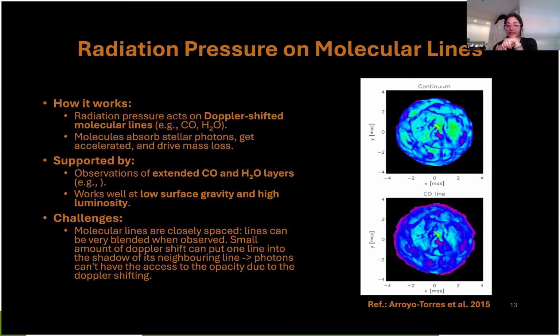But there is a caveat, because in these stars, the molecular lines are very closely spaced. So what happens is that when they are Doppler shifted, one line can come into the shadow of the other. And this means that the photons cannot access the opacity due to this Doppler shifting, because the lines are really close and kind of blended. And so this can reduce the effectiveness of radiation pressure on molecular lines driven mass loss in RSGs.